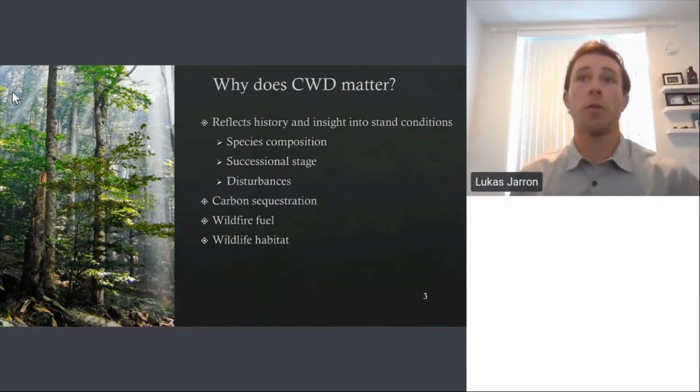Coarse woody debris is also important for carbon sequestration. It's actually one of the 5 main pools that are required by the UN when you're doing carbon accounting. So it's really useful to figure out how much coarse woody debris you have and therefore how much carbon is contained within it.